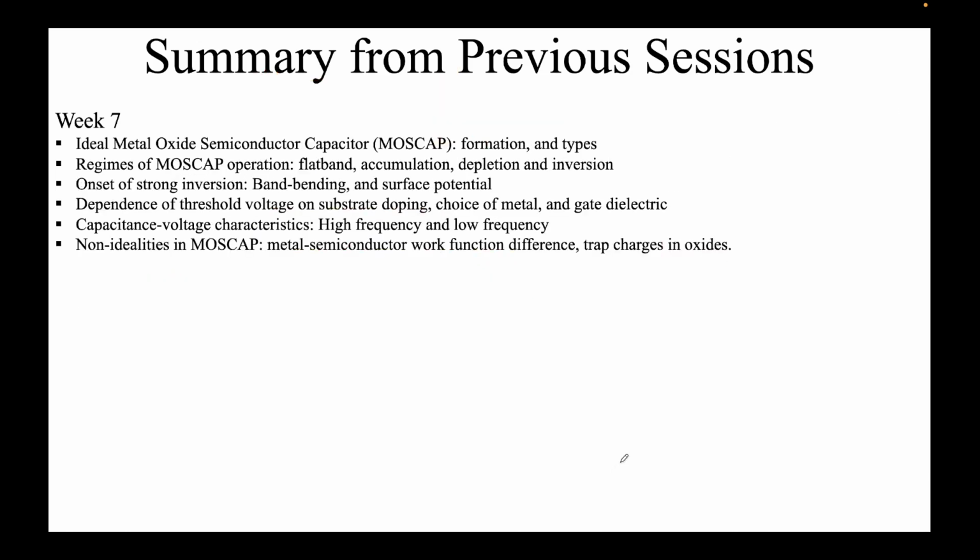Then we came to the very important device, in fact the building block of the MOSFET, which is a MOS cap. So we have a metal, we have an oxide, and based on a semiconductor. So this is metal, and this is a semiconductor which we usually ground. And then we saw its different types like P MOSFET and N MOSFET, and the four regimes we talked about: the flat band, the accumulation, depletion, and inversion.